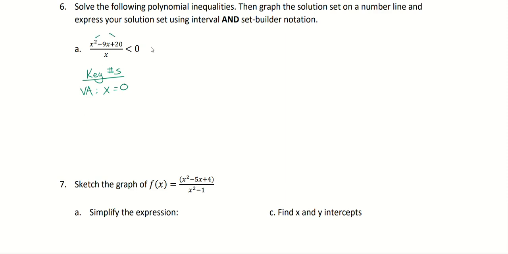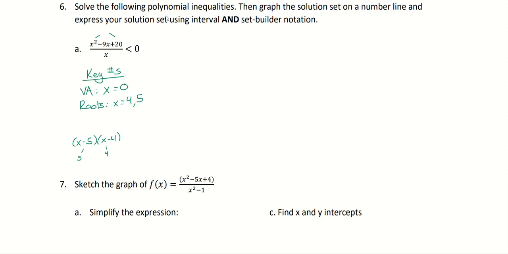I know that I'm looking for factors of 20 that add up to a negative 9. I think that means I can do x minus 5 and x minus 4, because negative 5 and negative 4 are those magic numbers, which means I have roots at x equals positive 4 and positive 5. Positive 5 if you set this equal to 0, positive 4 if we set this equal to 0. We get three key numbers that we're after.